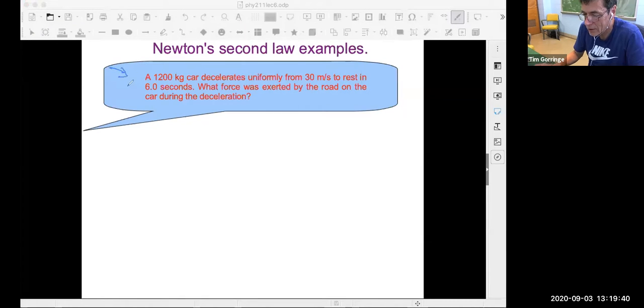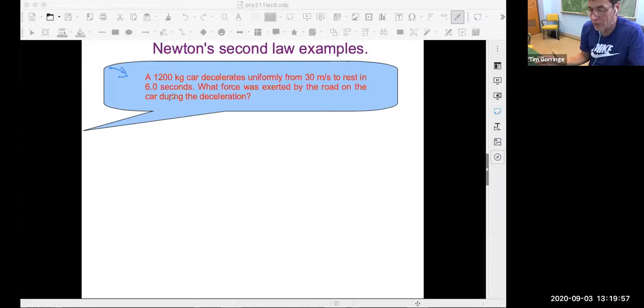Here we are. Here's the question. A 1,200 kilogram car decelerates from 30 meters per second to rest in 6 seconds. What force was exerted by the road on the car?